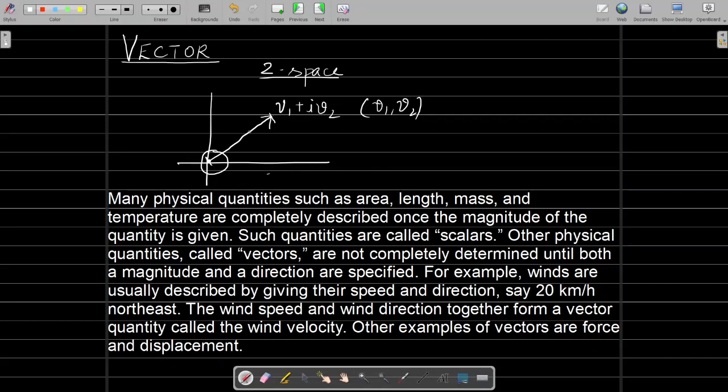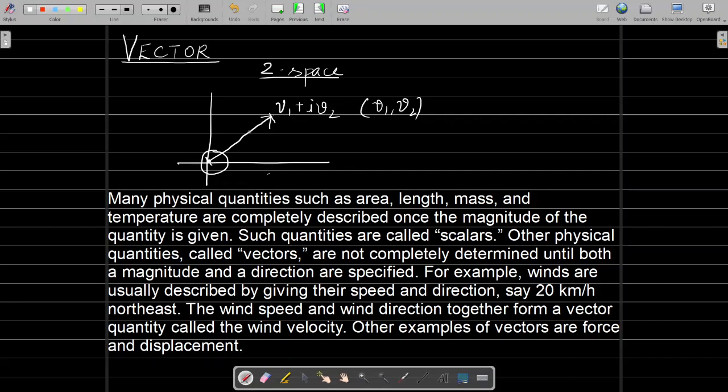So many physical quantities such as area, length, mass and temperature are completely described once the magnitude of the quantity is given. Such quantities are called scalars. Other physical quantities called vectors are not completely determined until both a magnitude and a direction are specified. For example, winds are usually described by giving their speed and direction, say 20 km per hour northeast. The wind speed and wind direction together form a vector quantity called the wind velocity. Other examples of vectors are force and displacement.